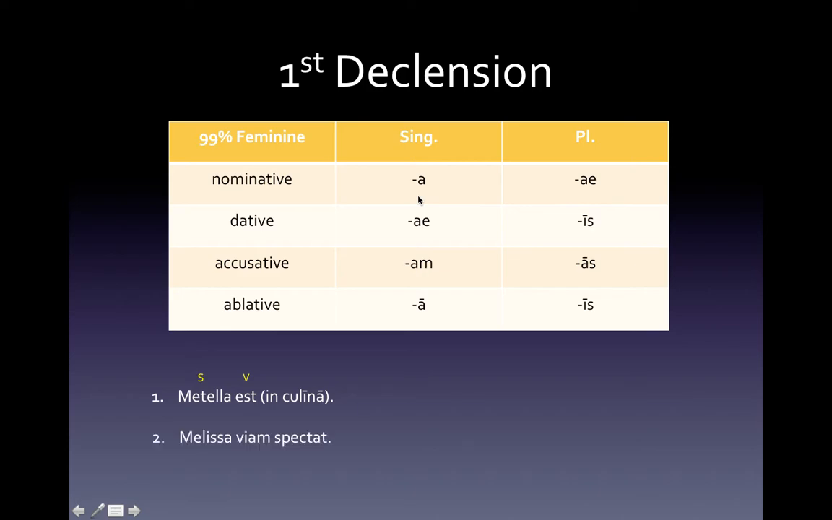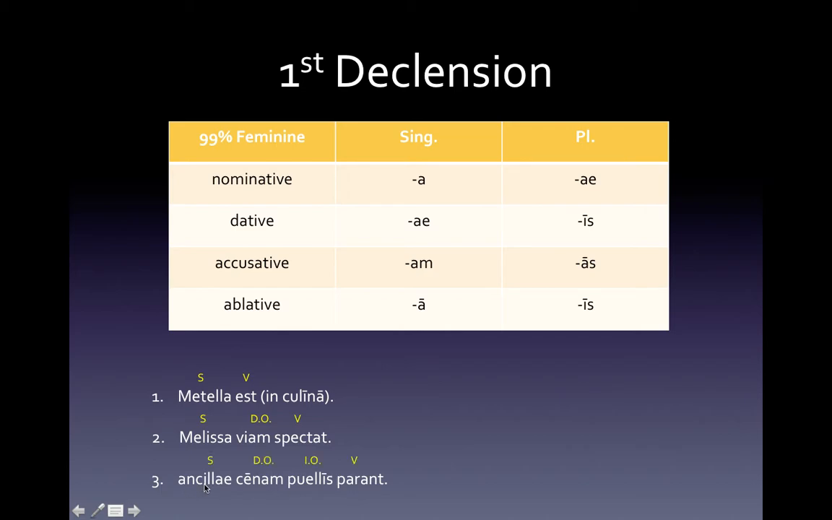All right, Melissa viam spectat. Again, pause the video, write it out, try to label each of these on your own, and then unpause and check your work. All right, so we have Melissa is in the nominative, so she's the subject. Viam is accusative singular, so direct object. Spectat is our verb, so Melissa looks at the street. Ancillae cenam puellis parant.